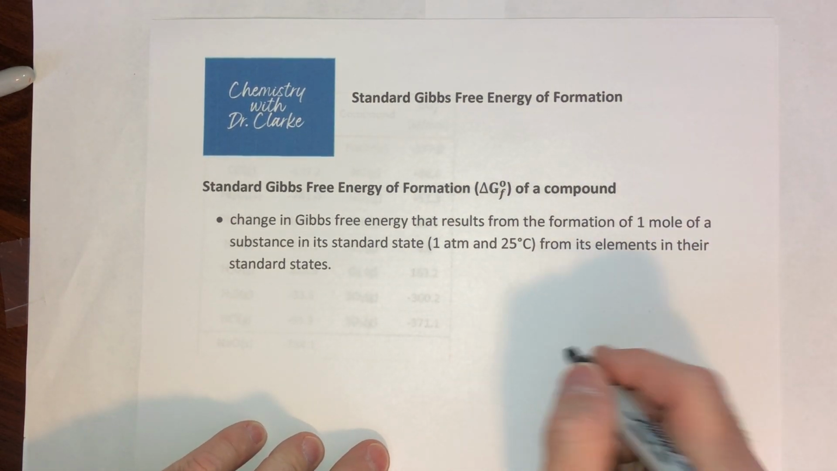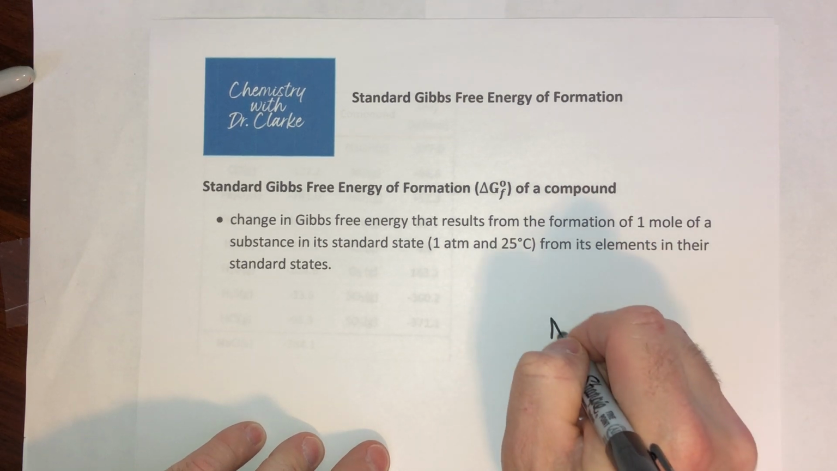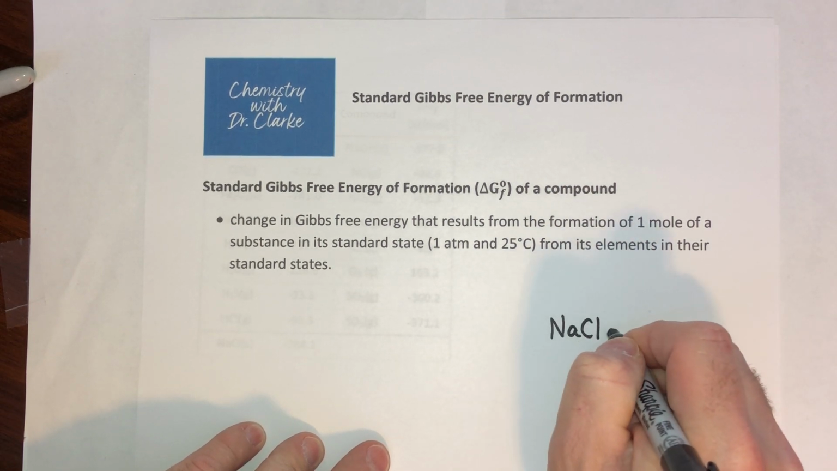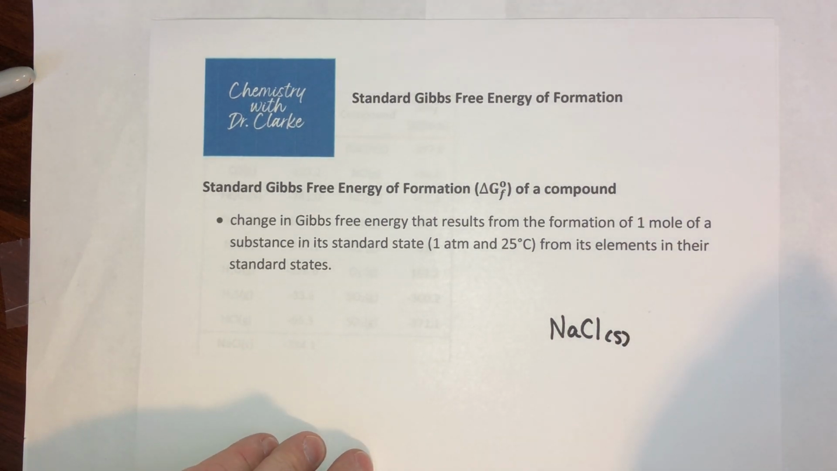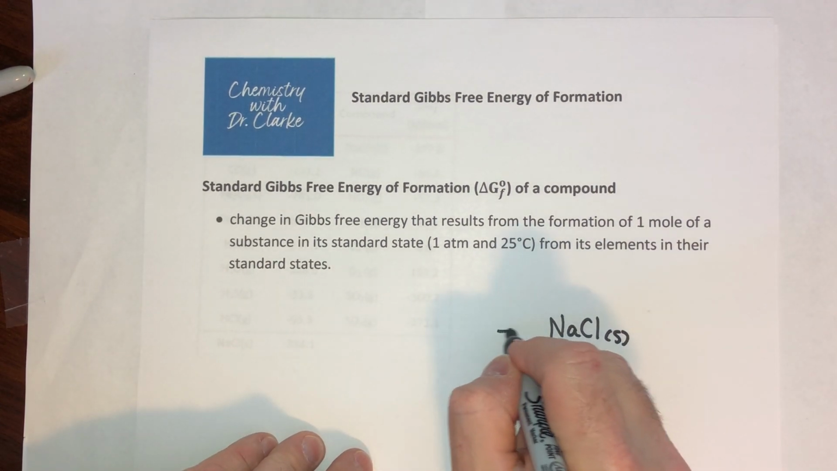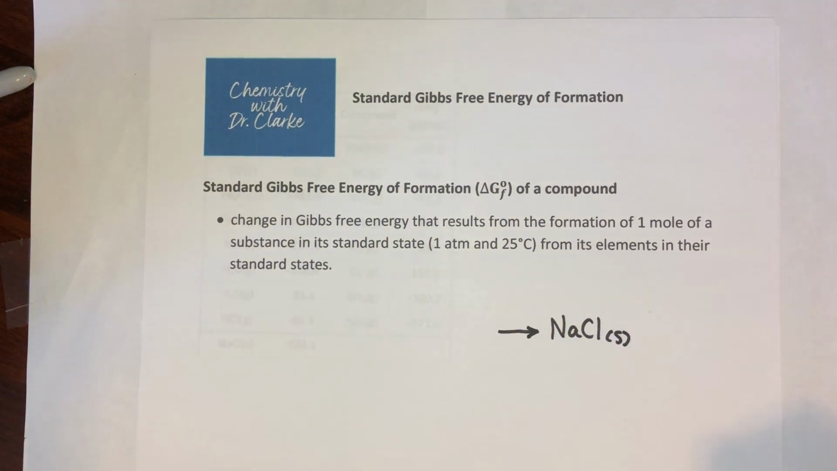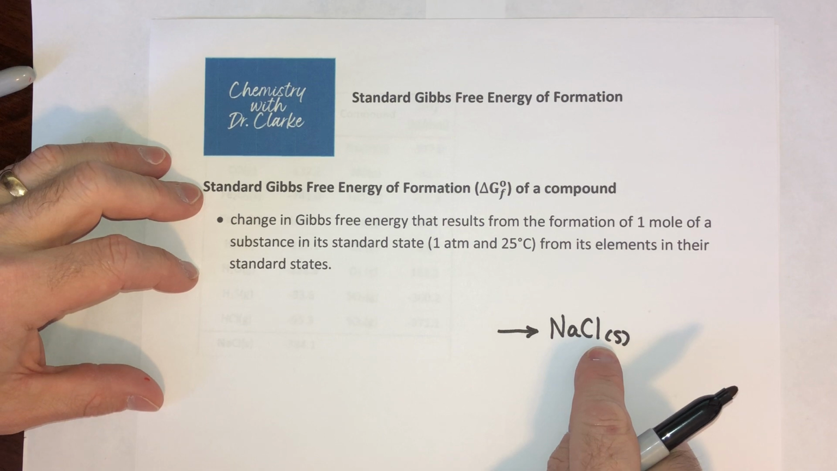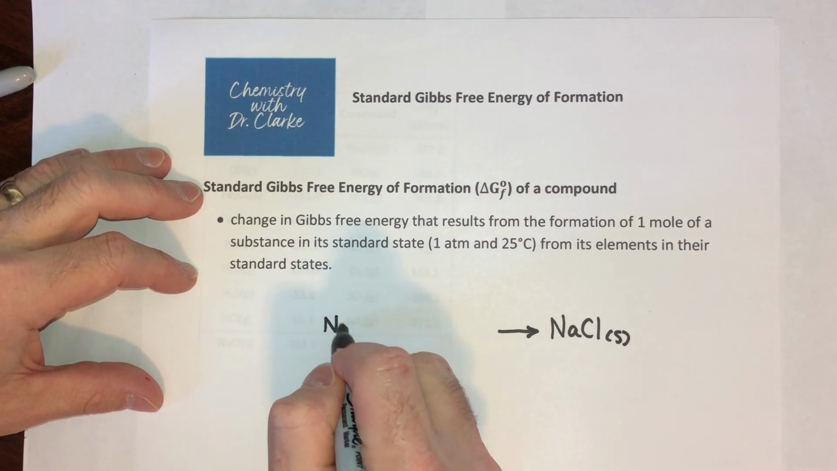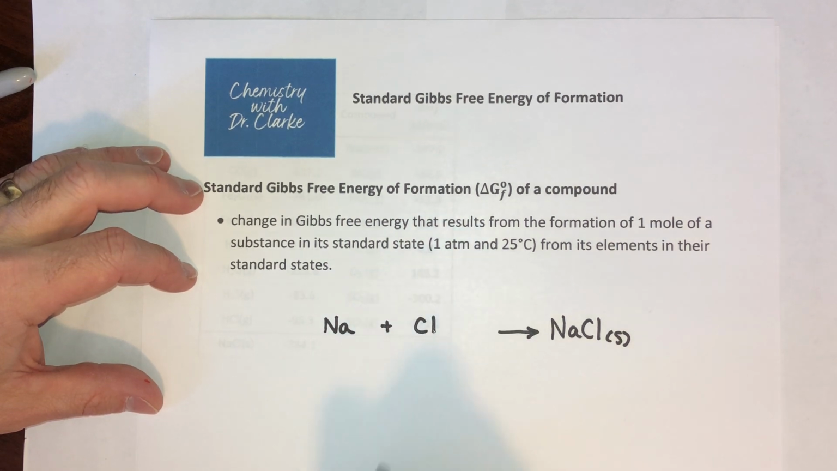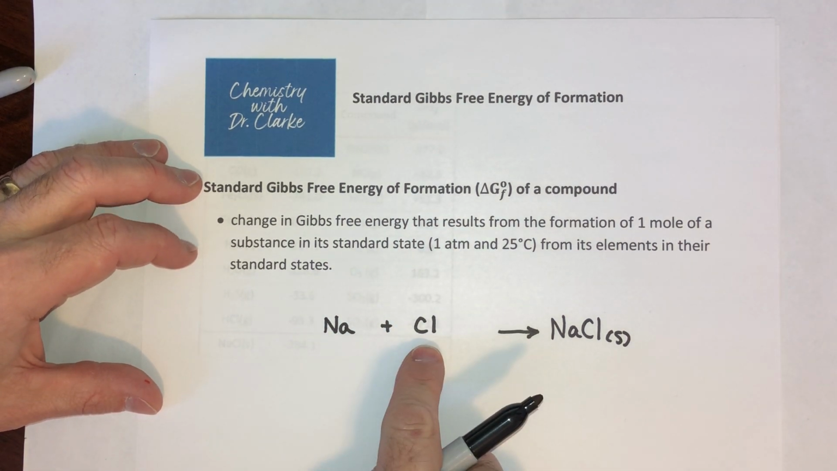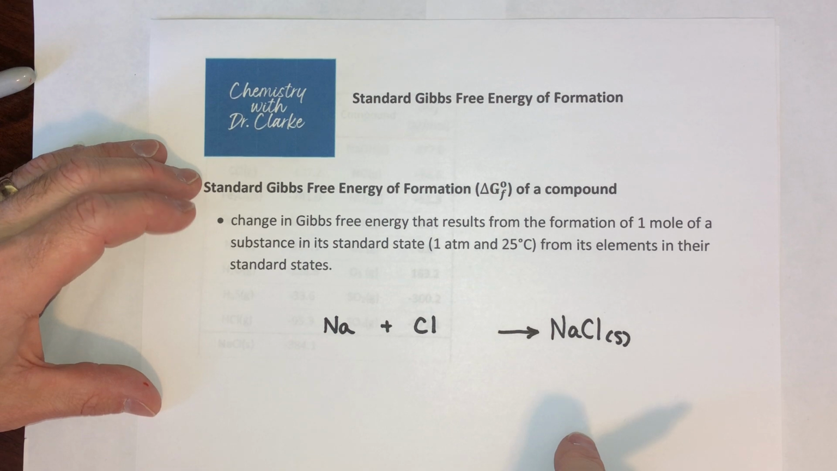So let's say that I would like to make, well, let's make something simple. Let's say that I'd like to make some sodium chloride, solid, right? Just some table salt. Well, if you're going to make this, you have to decide what elements you need to make it. So if I'm going to make sodium chloride, then I'm obviously going to need some sodium, but I'm also going to need some chlorine, right? Because sodium plus chlorine will give me sodium chloride.